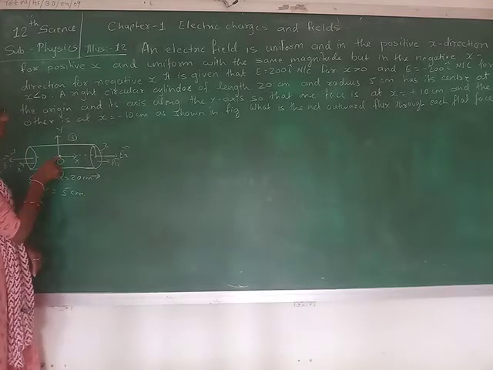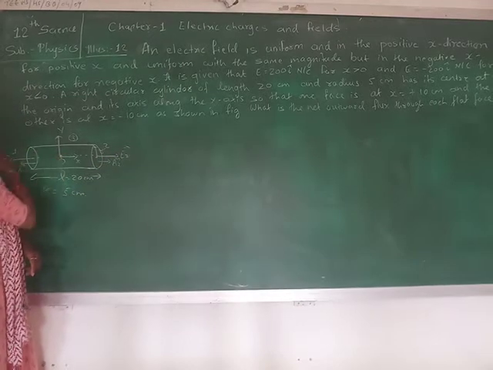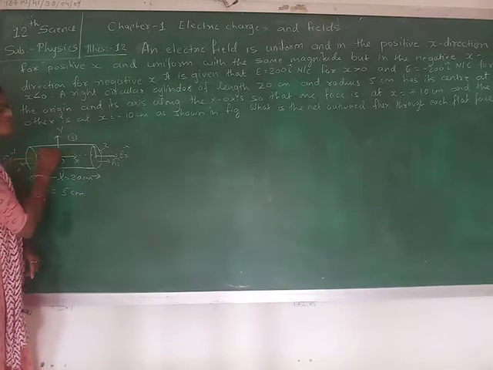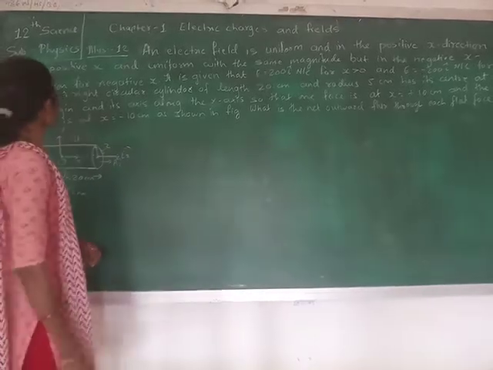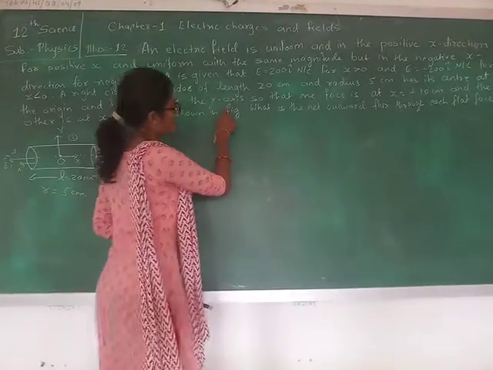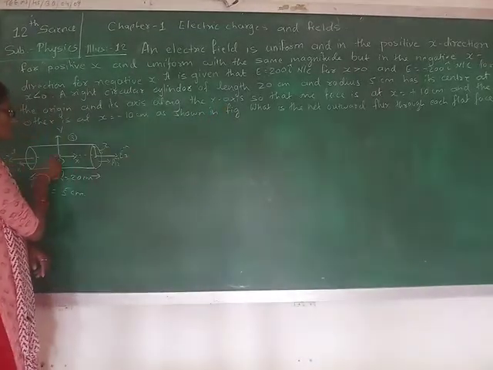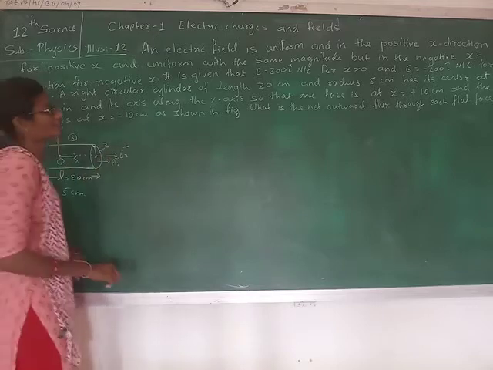That means the center of the cylinder is placed at the origin. So from this origin, here it is the positive x-axis, and from the origin to the left-hand side it is the negative x-axis, which is the line of the electric field. And its axis is along the x-axis. That means from the origin along the x-axis is the center of the cylinder itself.